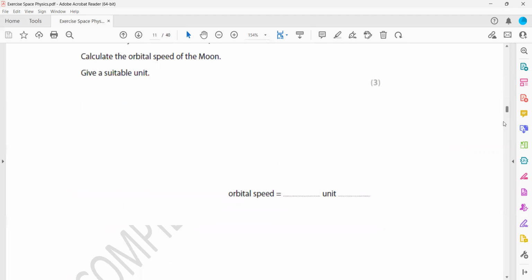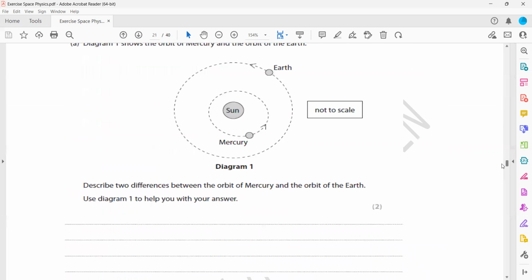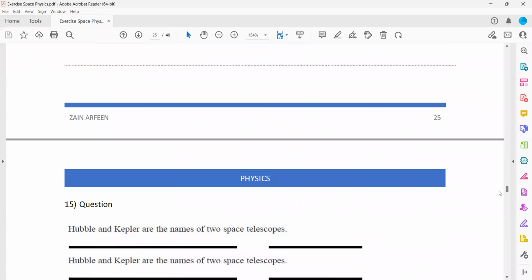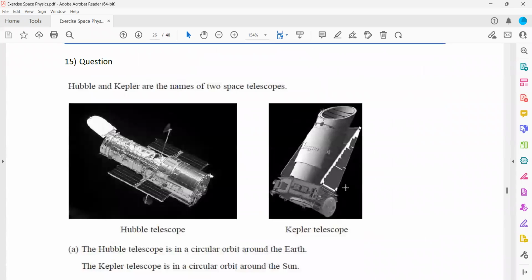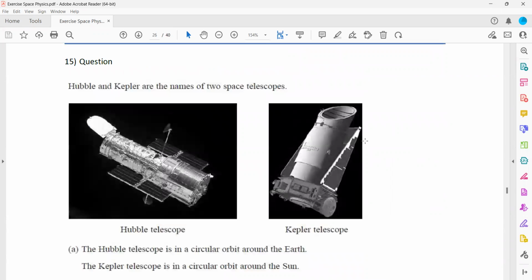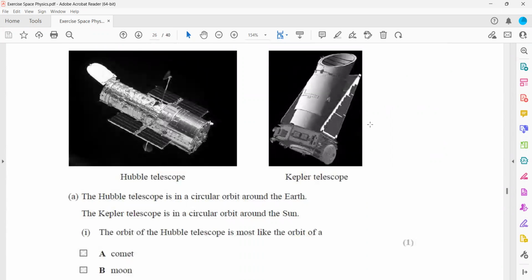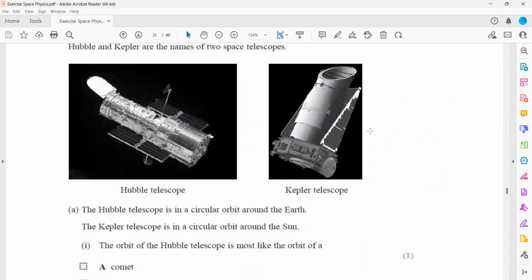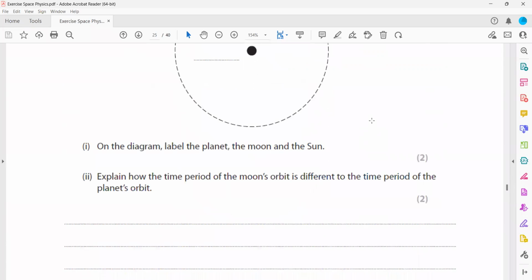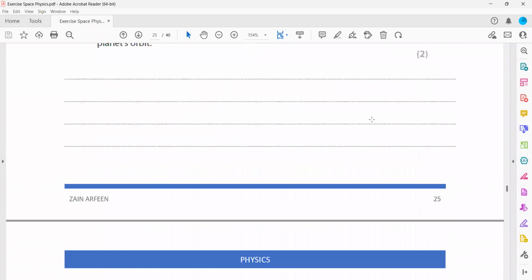So starting with question 15. For some questions, you can also use a screen annotation. So this one is question 15. The Hubble and the Kepler are the names of the two space telescopes. You can see the two telescopes on the screen. Question 14 we did, I guess, last, finding the period of harmonic motion.